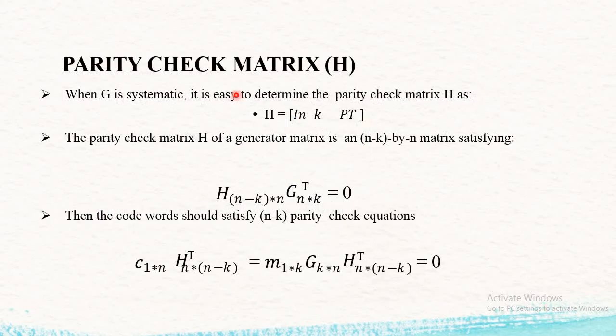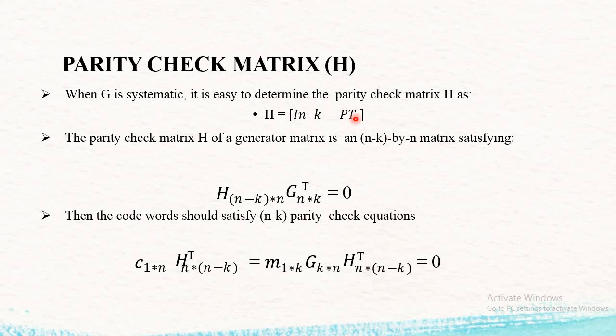The second one is the parity check matrix. So first, why is there a need for a parity check matrix? Parity check matrices are used for determining the error. When G is systematic, it is easy to determine the parity check matrix H. The representation of the parity check matrix is H equals I of n minus k, that is your identity matrix, and the second part is P transpose.